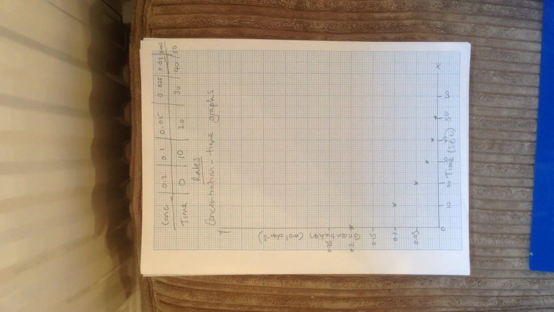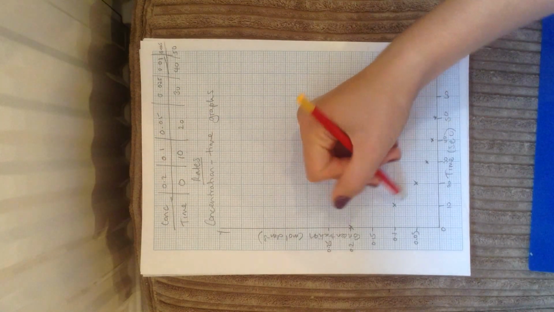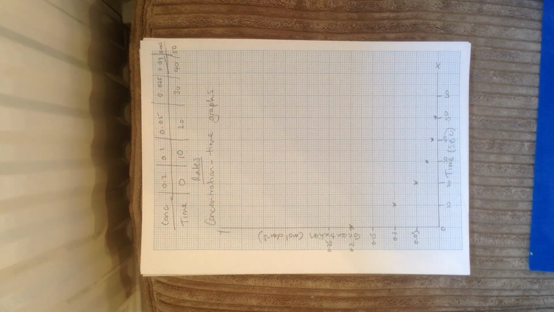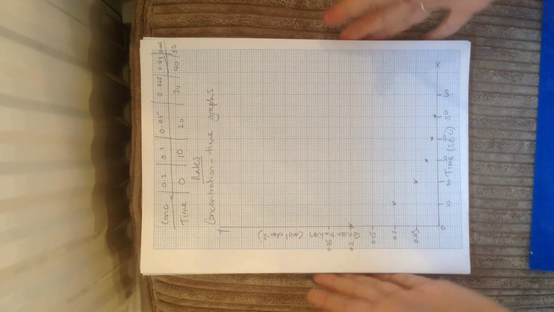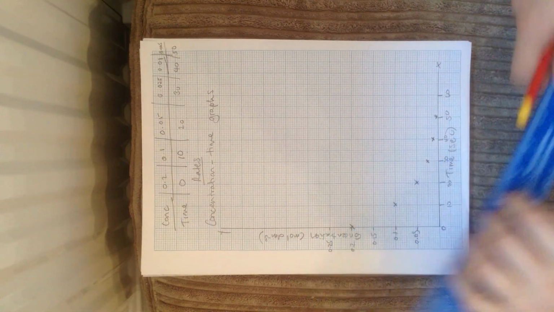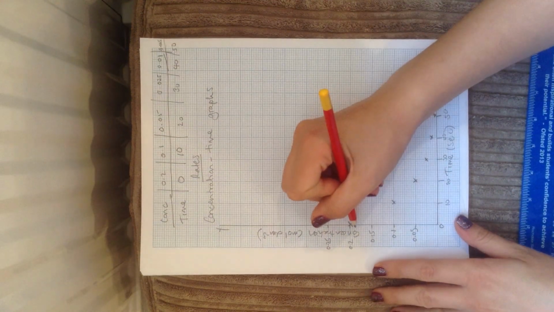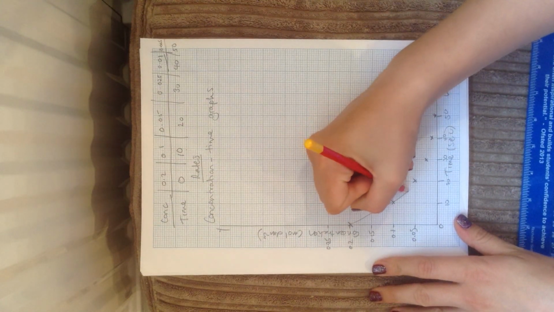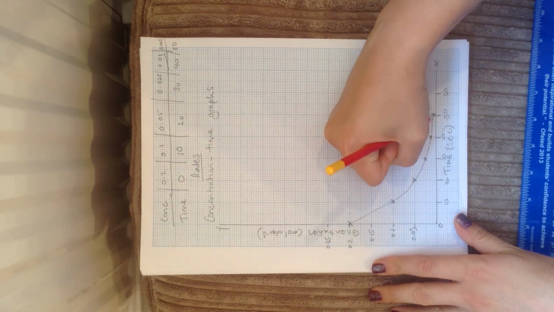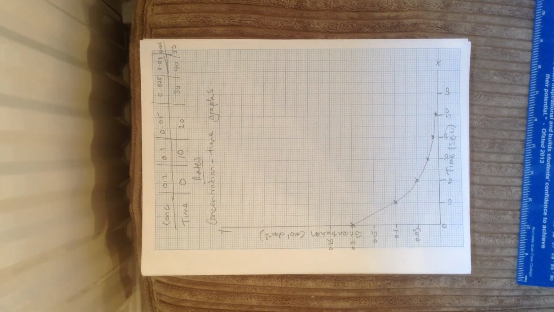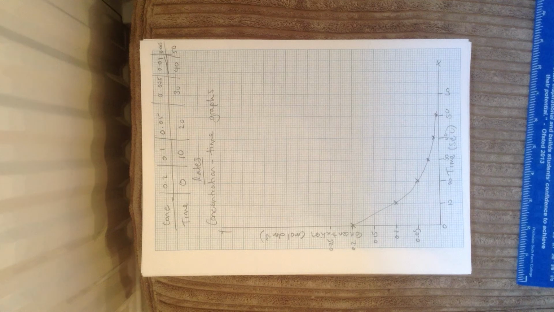So you can see now on this graph, I've got a nice curve. We need to put a line of best fit, but we can't put a straight line of best fit, so we do a curve of best fit, and we just literally join up all these data plots. And that is how to draw a concentration time graph.